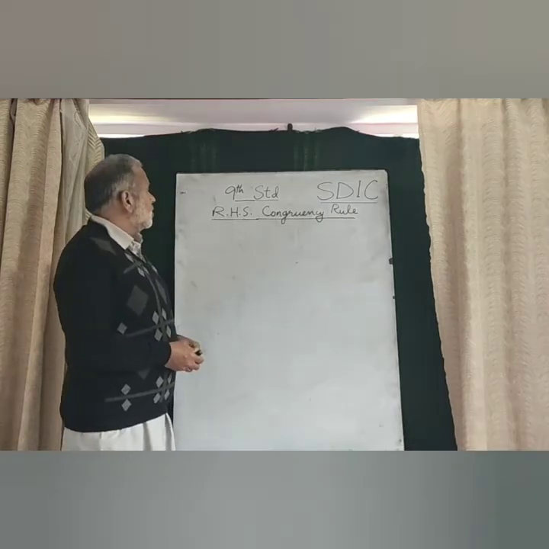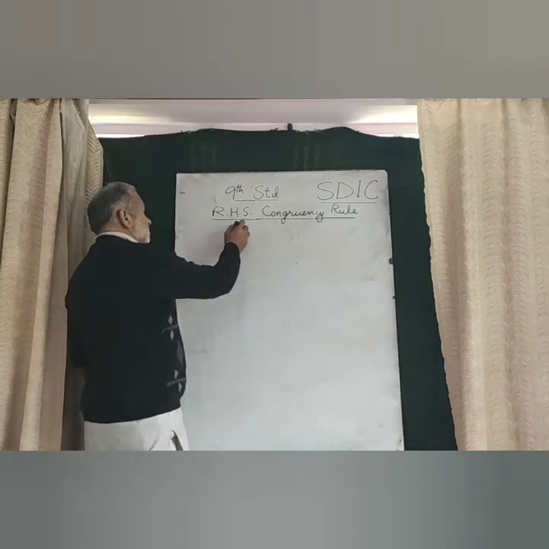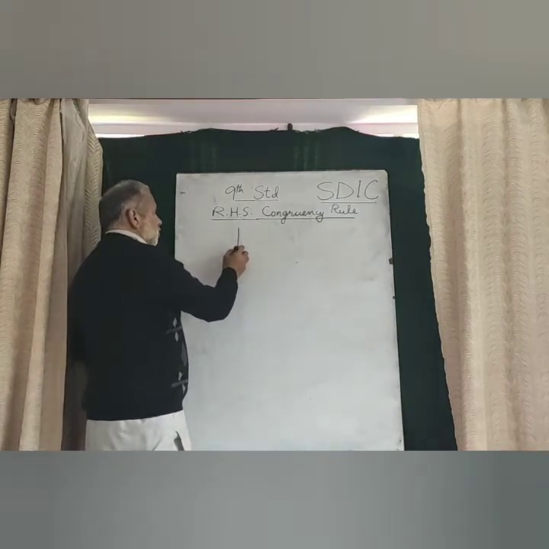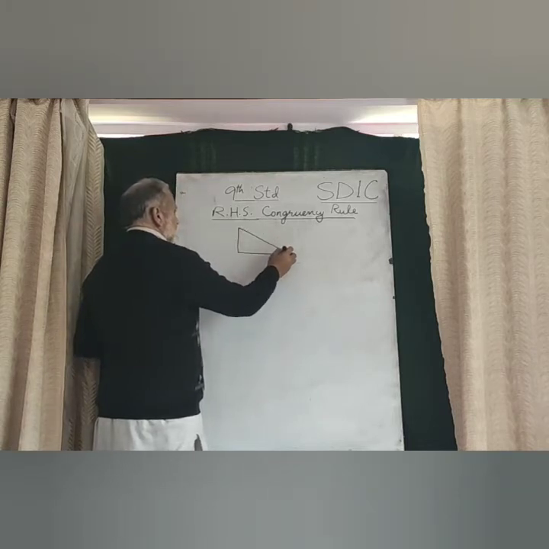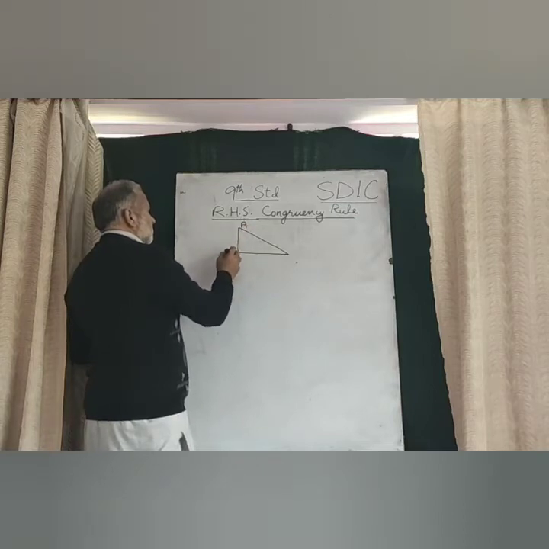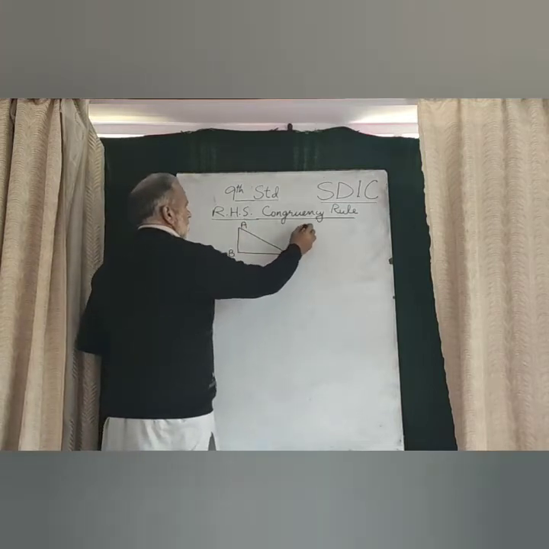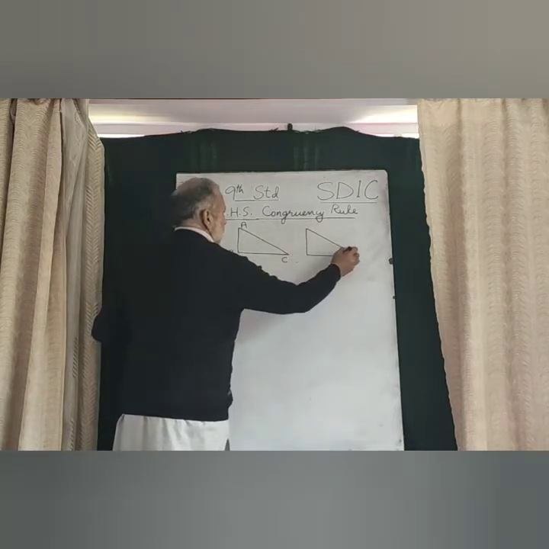To prove this congruency rule, let us draw the diagram. We'll draw two right triangles. The first one let us name as ABC. The second one we'll name as again PQR. Both are right triangles.